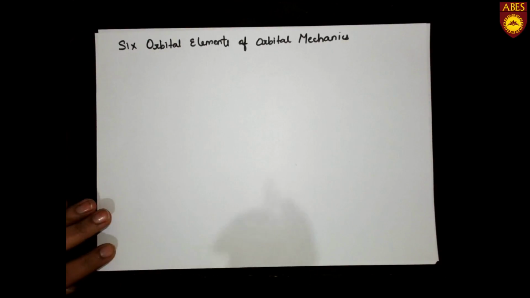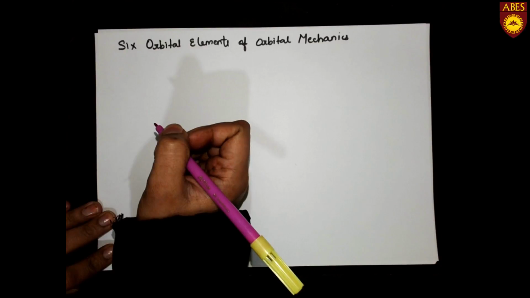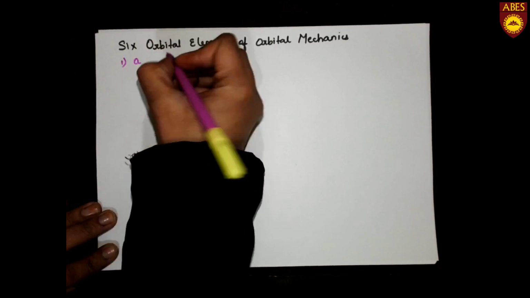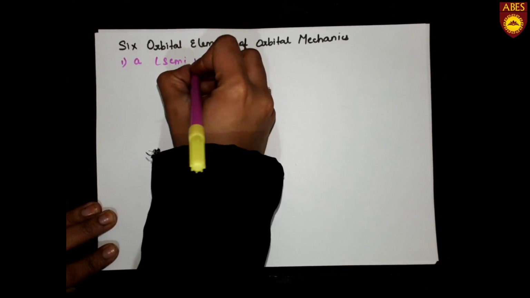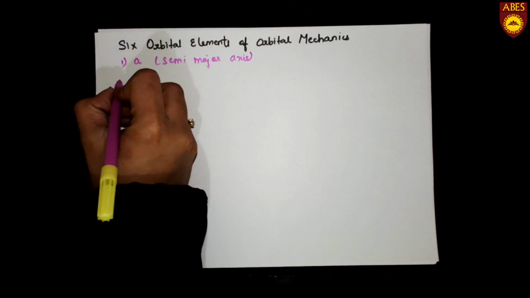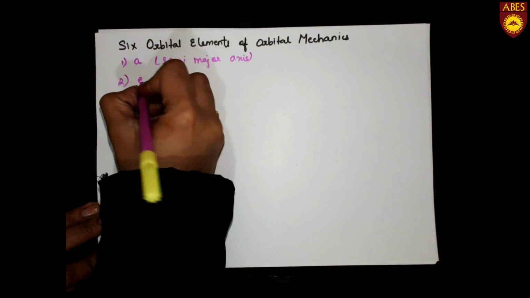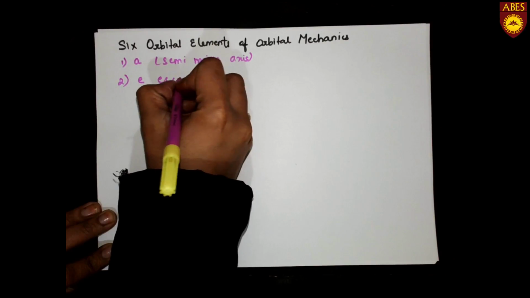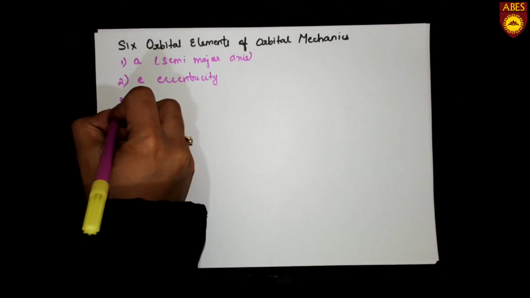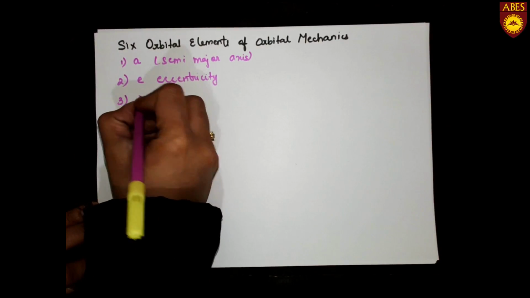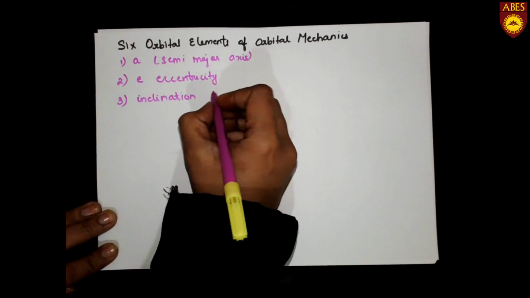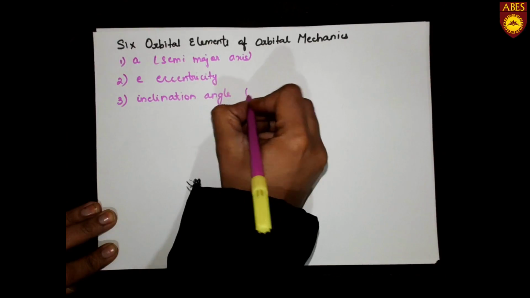Hello everyone, we are here to study the 6 orbital elements of orbital mechanics. The elements are: A, which is the semi-major axis; the second element is E, termed eccentricity; the third element is inclination angle, which is denoted by small i.